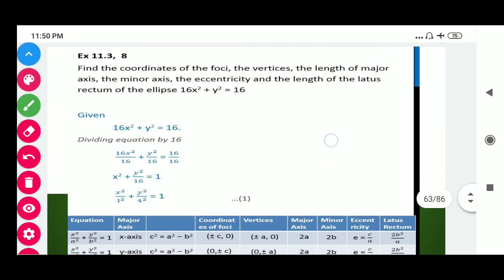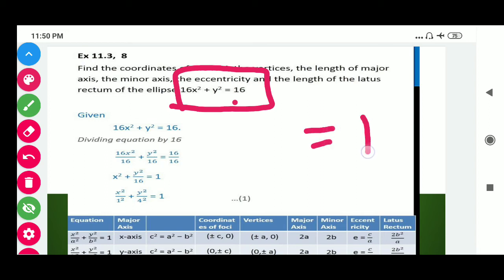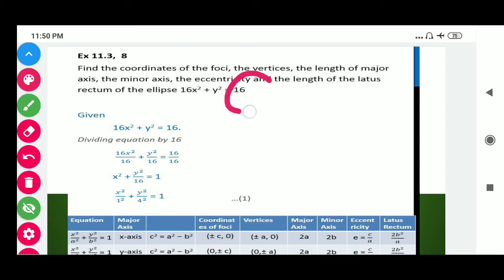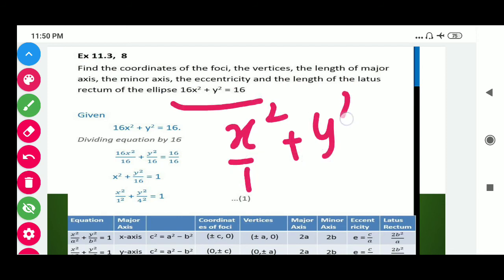Next question is question number 8. Students, all the questions from first to 8 are the same. Here there is only one change: in the question, the equation of the ellipse is given in a form where one is not on the right-hand side, unlike the general equation. So students, first make the given equation in the general form. We have to divide by 16 to make the right side 1. So divide the complete equation by 16, we get x square over 1 plus y square over 16 is equal to 1.